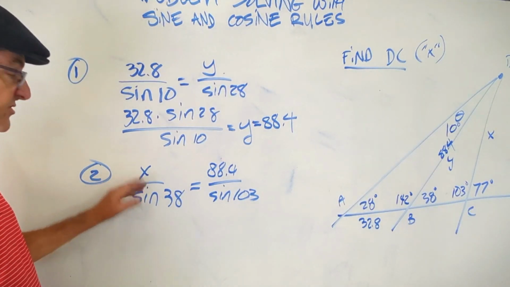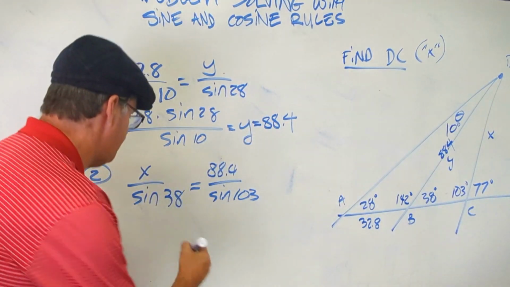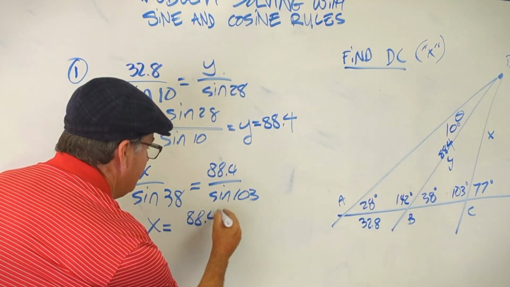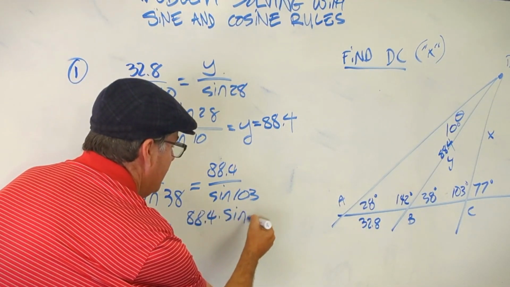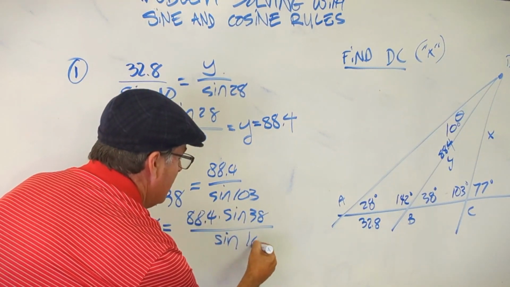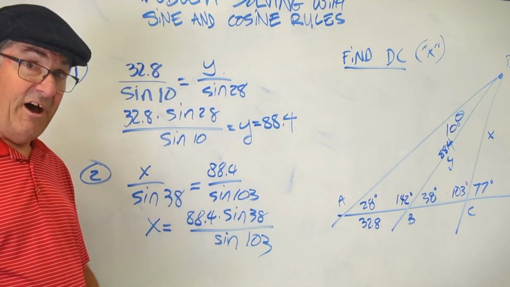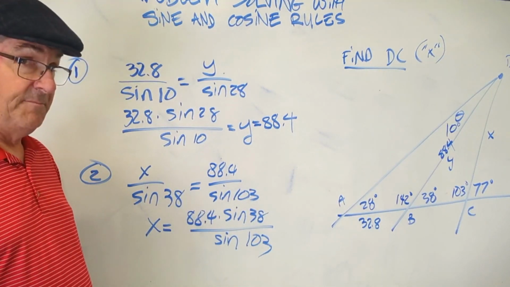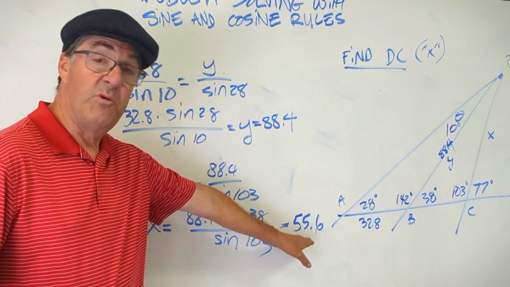Now I need to get x alone, so I'm going to cross multiply the sine 38 up, and I'm going to get x equals 88.4 times sine 38 over sine 103. So now pull out your handy dandy calculator and do that calculation, and let's see what you get. All right, I get 55.6.